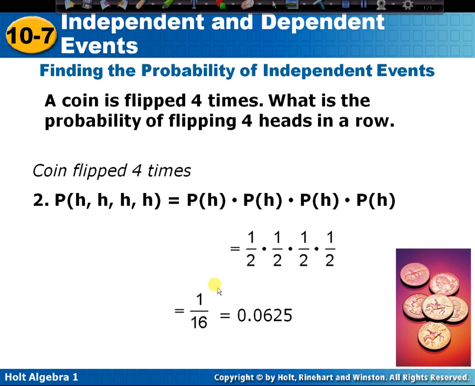When we divide that out to get a decimal, it gives us 0.0625. And then when we multiply that by 100 to turn it into a percentage, it's going to give us 6.25%. So there's a 6.25% chance that when I flip a coin 4 times, it will land on heads all 4 times. That is not a very high percentage. Make sure that you have all of this down before you move on.